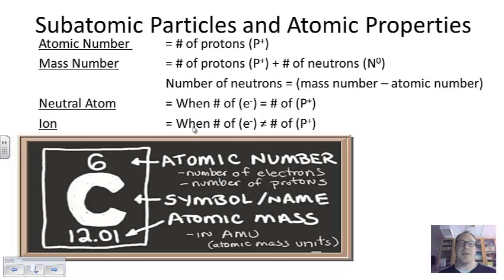An ion is a situation where your number of electrons does not equal your number of protons. And this is something that happens to some elements that are on the outer edges of the periodic table, although sometimes you can get ions from elements that are in the middle of the periodic table as well. And there's a pretty general pattern that we can use to predict how elements will turn into different charged ions.